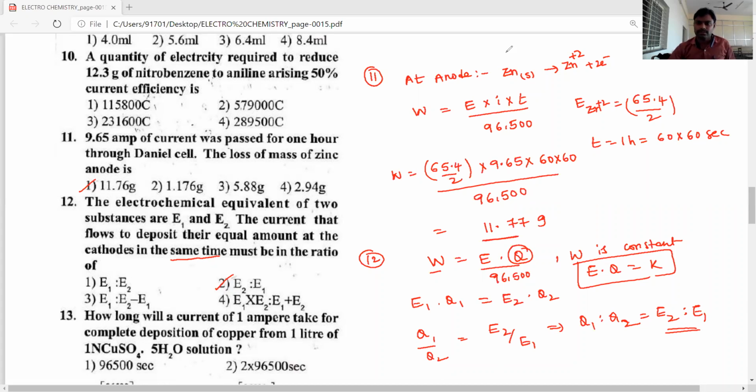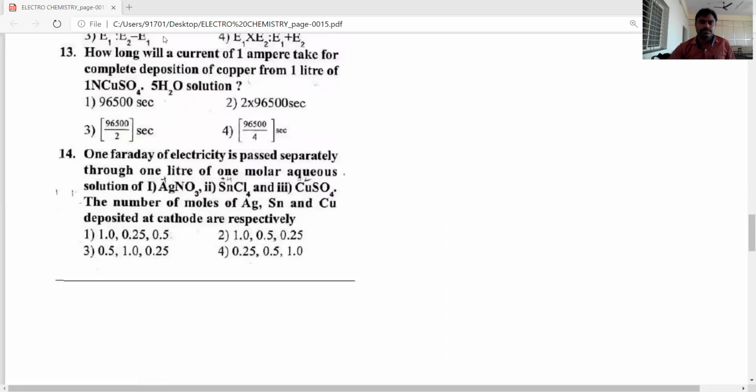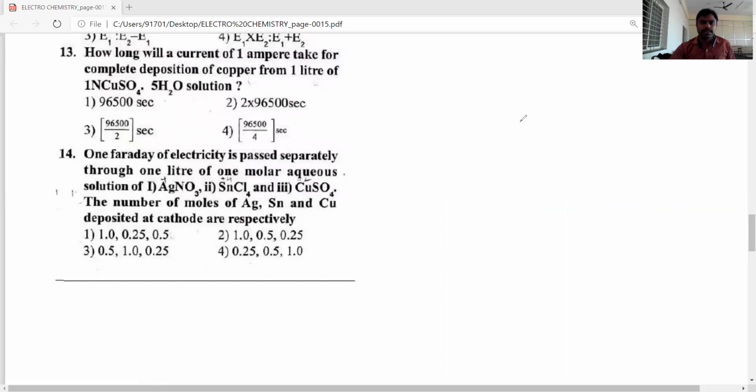Okay, let's go for the next, 13th question. How long will a current of 1 ampere, meaning we have to calculate the time for which 1 ampere current must pass for the complete decomposition of copper from 1 liter of 1 normal copper sulfate solution? In 1 liter, 1 normal copper sulfate solution is present.